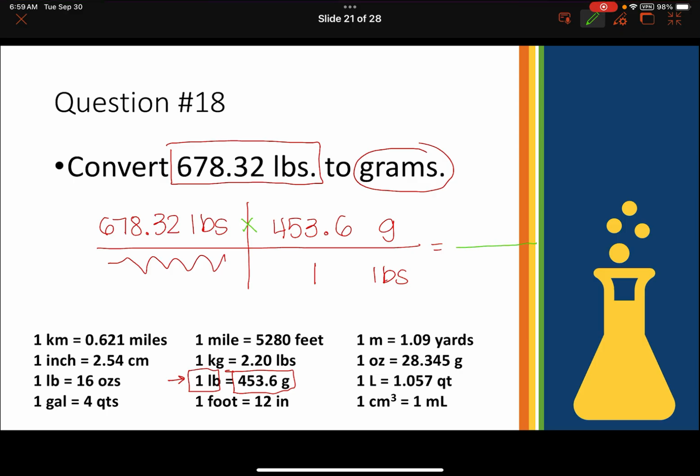So our top number is 307,685.95. Bottom is 1. So we end up with 307.95 grams.